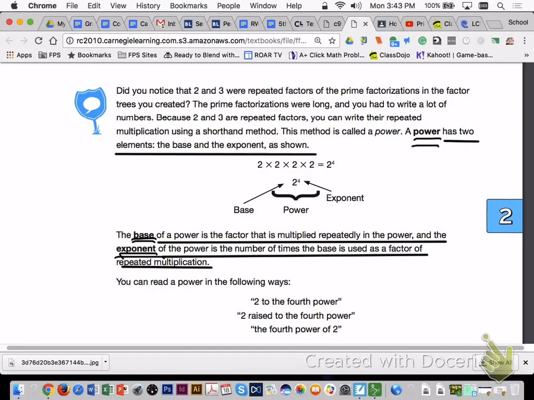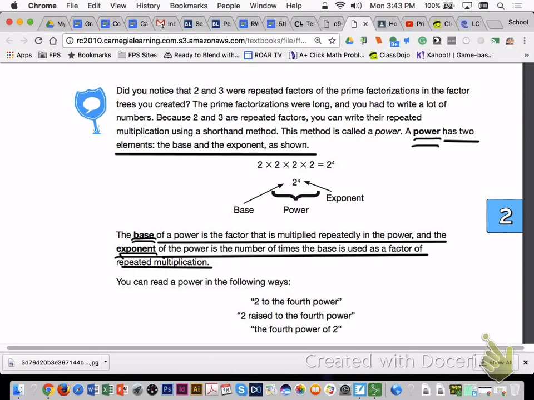Please turn to page 57. Did you notice that 2 and 3 were repeated factors of the prime factorizations in the factor trees you created? The prime factorizations were long and you had to write a lot of numbers. Because 2 and 3 are repeated factors, you can write their repeated multiplication using a shorthand method. This method is called a power.